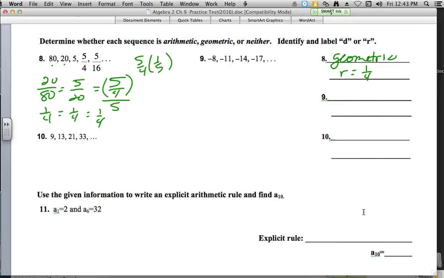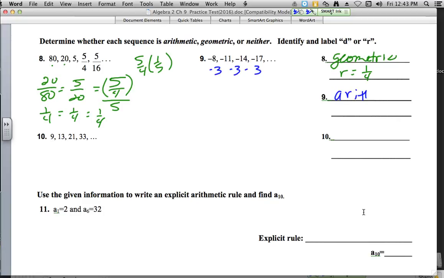Number 9, I notice these are getting to be lower and lower negatives, and I'm thinking they're probably adding a negative here or multiplying by a fraction, something that would make this happen, because 11 divided by 8 is not something nice. But let me try addition first, and I realize they're adding a negative 3, adding a negative 3, and adding a negative 3.